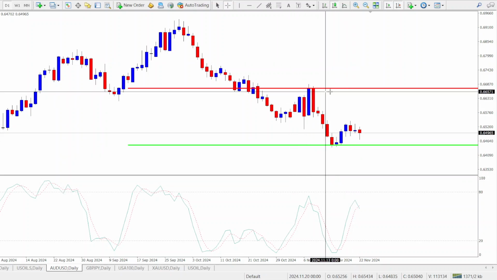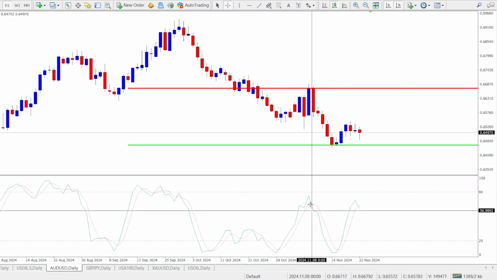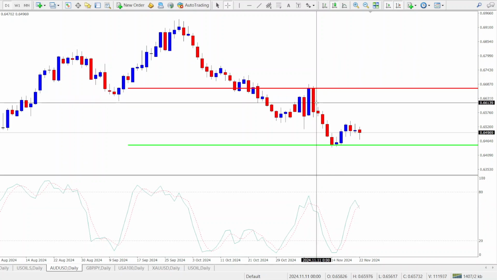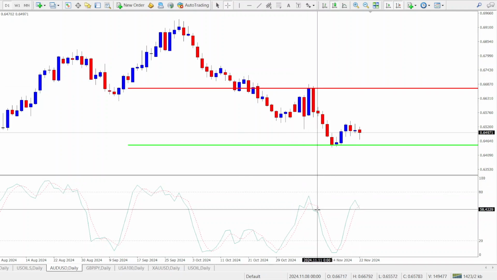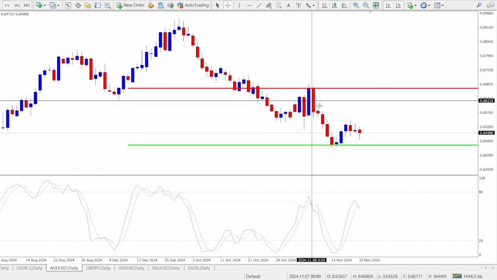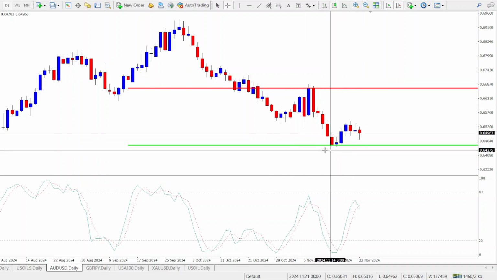So for example, if you decide to trade the consolidations, you can get confirmation signals from the stochastic. At this point, you can see that when the price was bouncing off the resistance zone, the stochastic oscillator was giving us a sell signal. So that would have been a great place to enter a sell, set stop loss above the resistance, and then the take profit can be at the support zone.